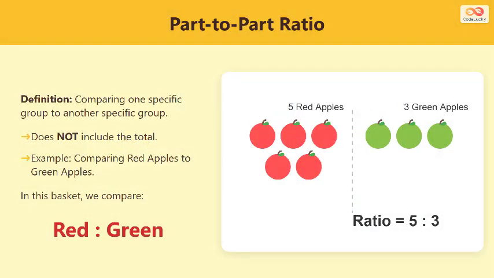Let's start with a part-to-part ratio. This is when you compare one specific group to another specific group, ignoring the total. In this example, we are comparing 5 red apples to 3 green apples. The ratio is simply 5 to 3. We do not count the total number of apples here, just the two separate groups.